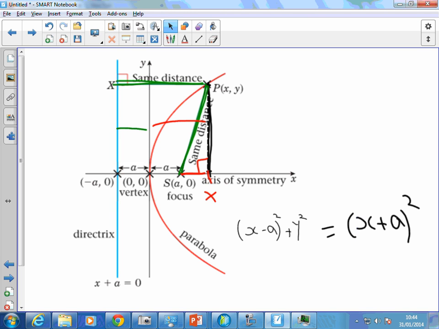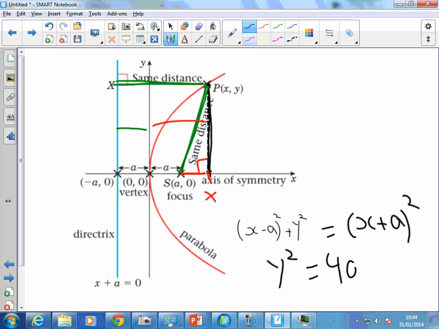Simplifying this, multiplying out the brackets, and simplifying, we have the equation y squared equals 4ax. And I can leave you guys to fill in the details.